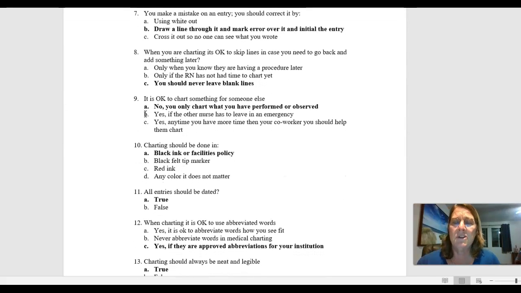Number 9, is it okay to chart for someone else? No, you chart what you've performed, what you've observed, the work that you have done. It is their responsibility to chart. If someone else has come and done something, it's their responsibility to chart that.